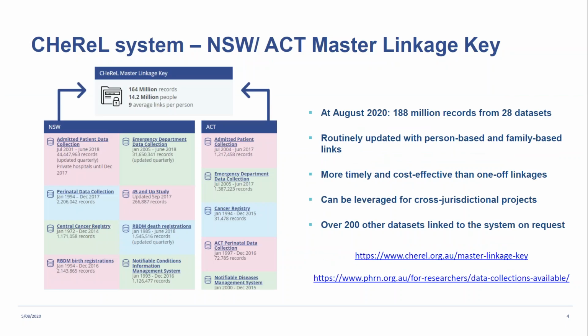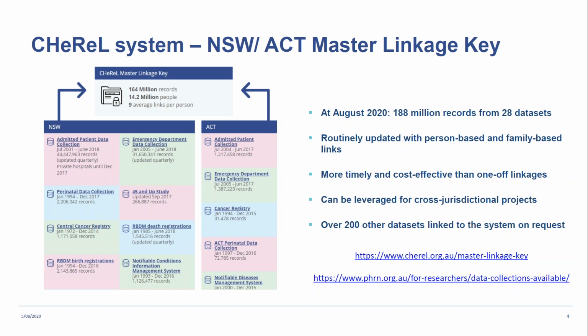If you can see the slides, the next slide shows just an example of the linkage system from New South Wales and ACT. We call it a master linkage key, and we do use different terminology across states and territories. But essentially, we have 28 data sets that are linked together with nearly 200 million records in them, and that gets updated on a regular basis.